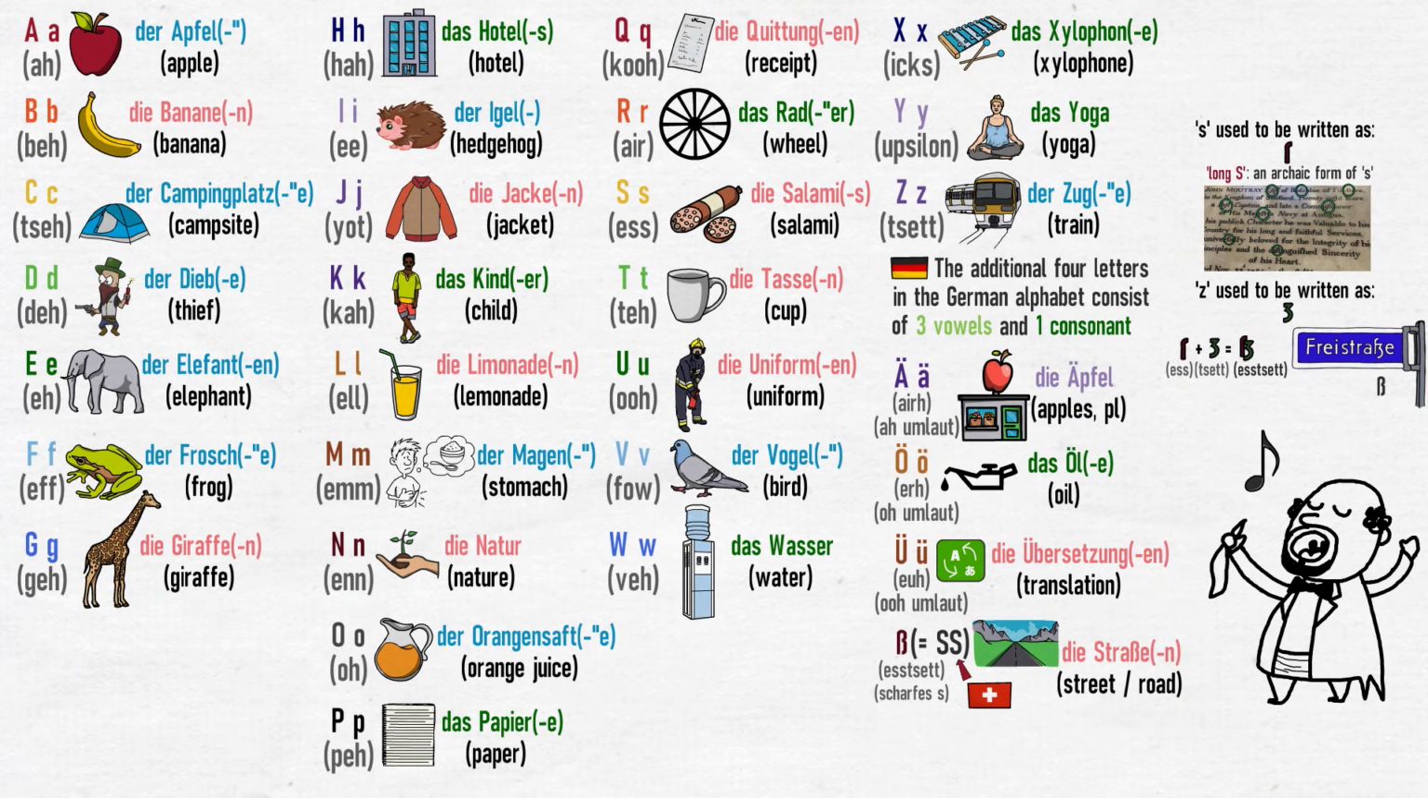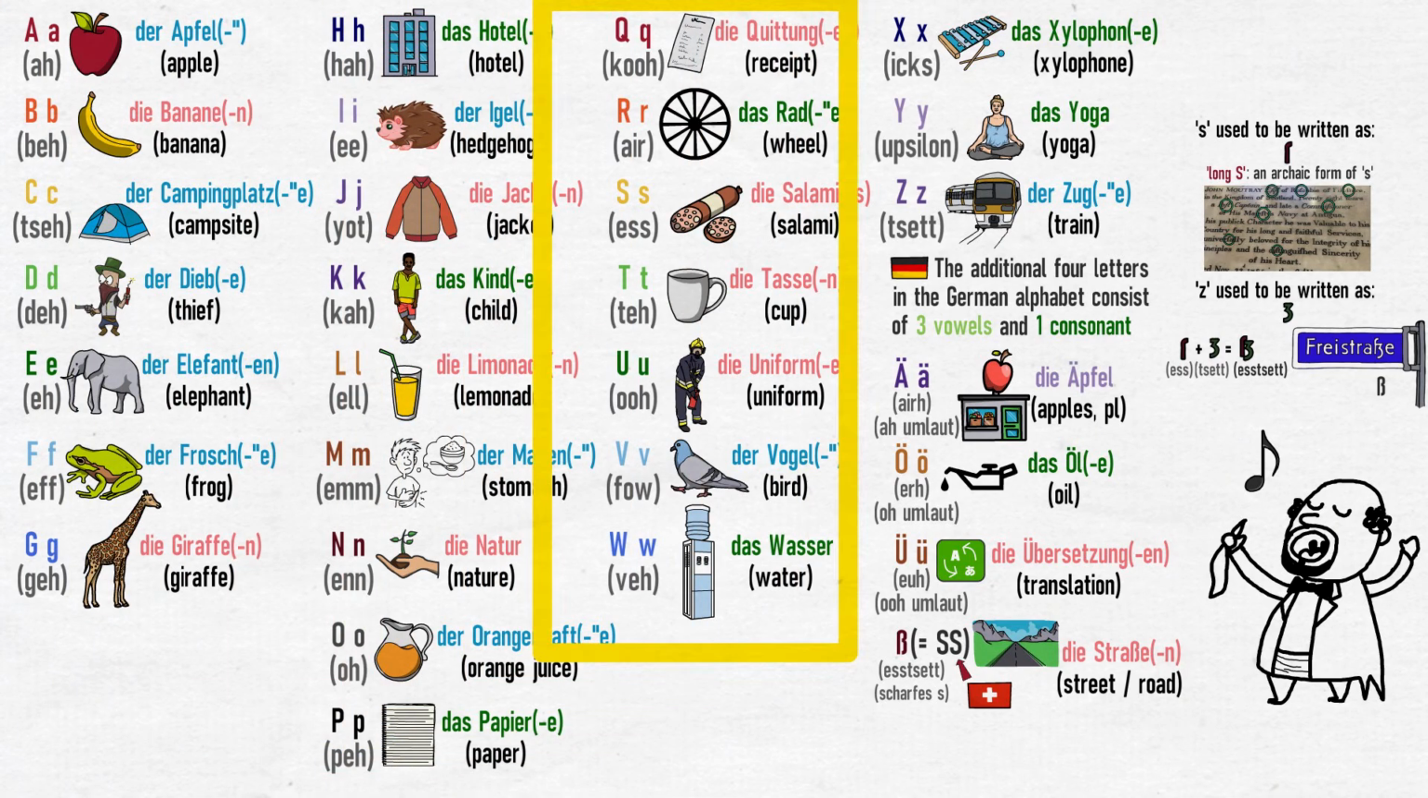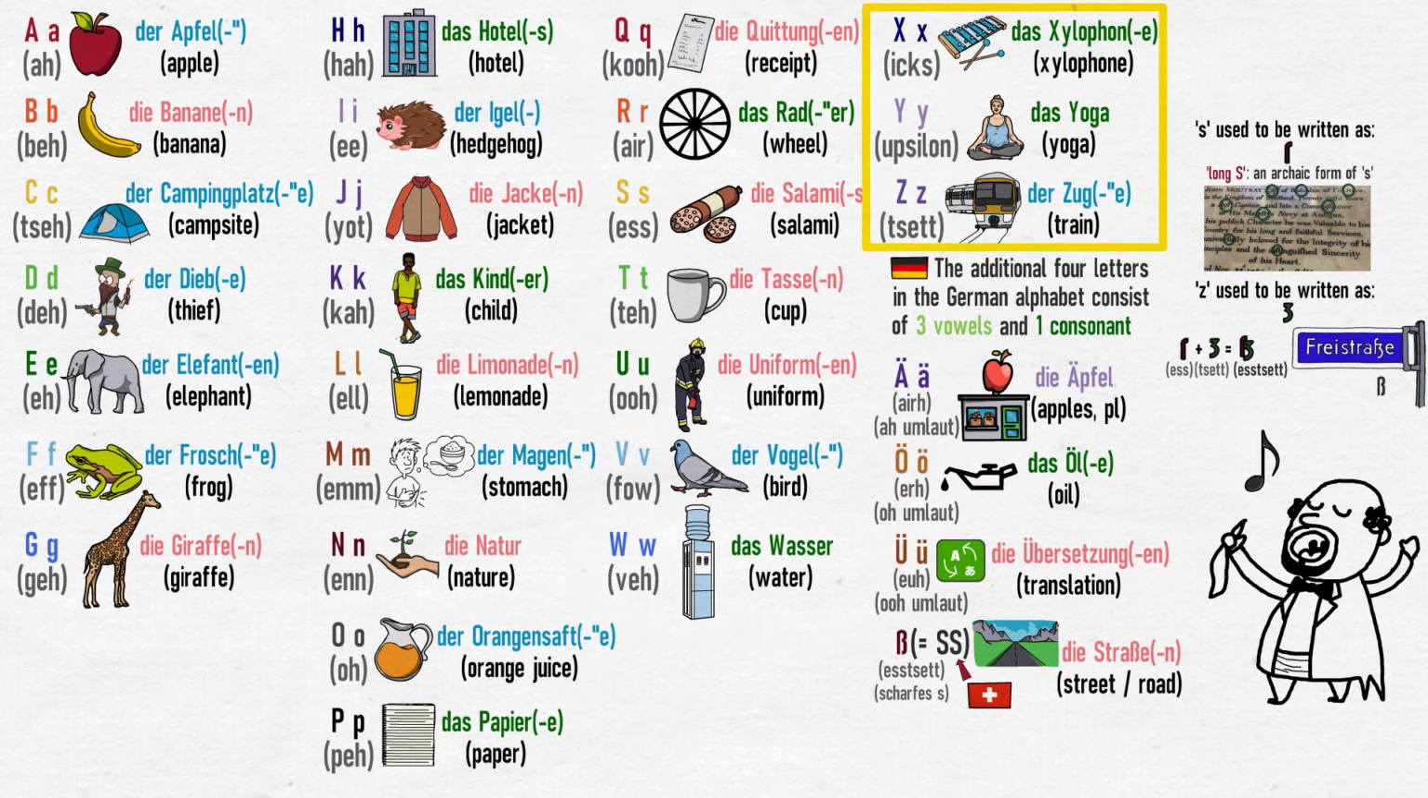And now, faster. A, B, C, D, E, F, G, H, I, J, K, L, M, N, O, P, Q, R, S, T, U, V, W, X, Y, Z. A Umlaut, O Umlaut, U Umlaut, SZ.